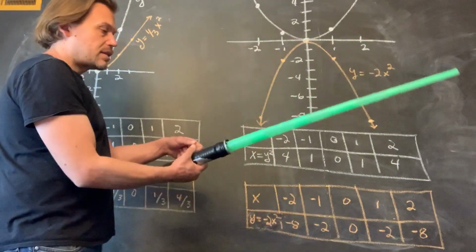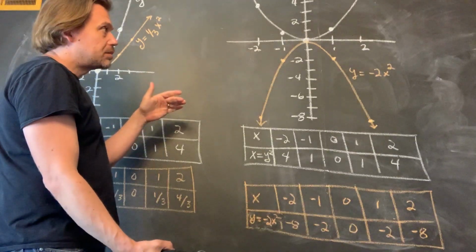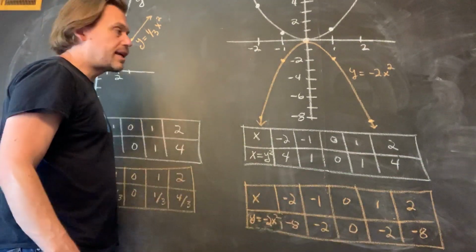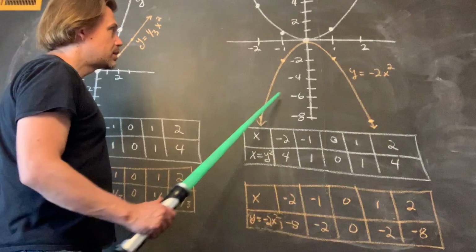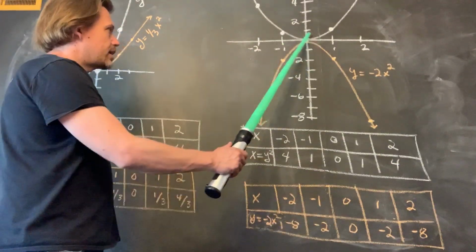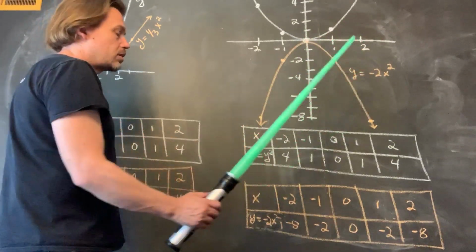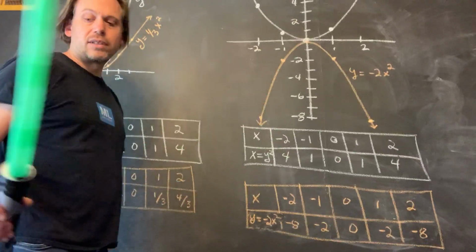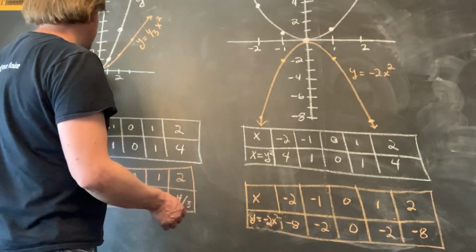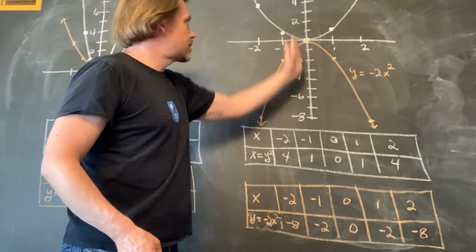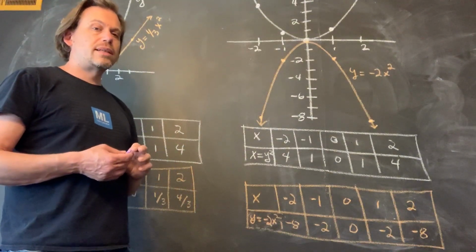That does two things. It stretches the graph vertically and makes it look skinnier. It also flips it upside down because it's negative. When this number in front is negative, it's like a sad face. So I get -2 all the way down to -8, -1, -2, 0, 0, 1, -2, 2, -8. That's my graph. There are a couple things on this graph to talk about. This point here is the vertex. The y-axis is called the axis of symmetry.